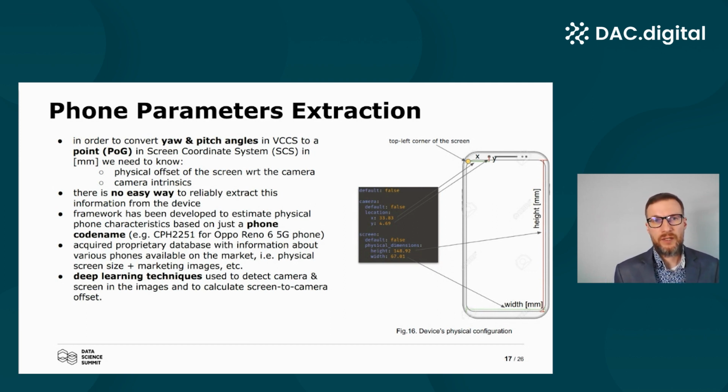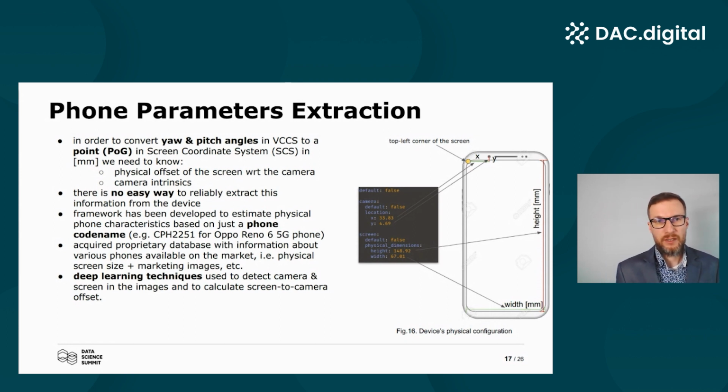Unfortunately, there is no easy way to reliably extract this information from the device itself. We have developed a framework to estimate physical phone characteristics based on just a phone code name that we can extract from a web app level. Thanks to a third-party phone database we have acquired, which includes phone photos and other metadata, we are now able to generate a device configuration file necessary for the calculations.